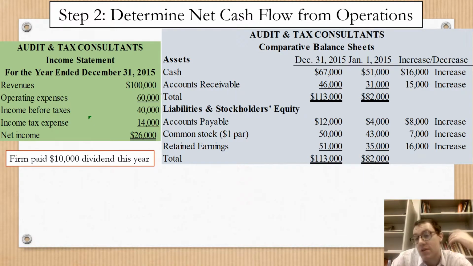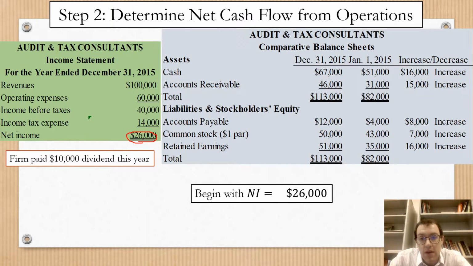Alright, so we're going to step 2 then. So cash went up $16,000. Step 2 says how much of that is from operating activities. And so for this, you're going to need the comparative balance sheets and also an income statement. And the reason you need the income statement, one of the major reasons, is you're going to start with net income, $26,000. Okay? And now from that, remember our formula, you're going to subtract or add those accruals.